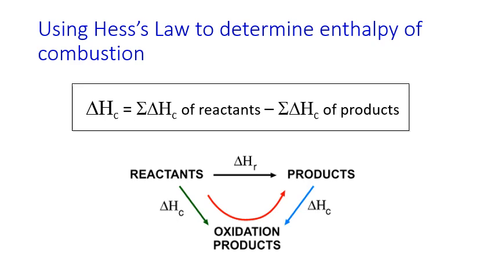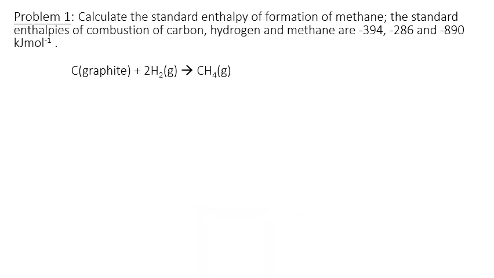So again, the change in the enthalpy of reaction will be the sum of the enthalpy of combustion of the reactants minus the sum of the enthalpy of combustion of the products. So problem 1, calculate the standard enthalpy of formation of methane given the standard enthalpies of combustion of carbon, hydrogen, and methane of minus 394, minus 286, and minus 890. And the equation is given.